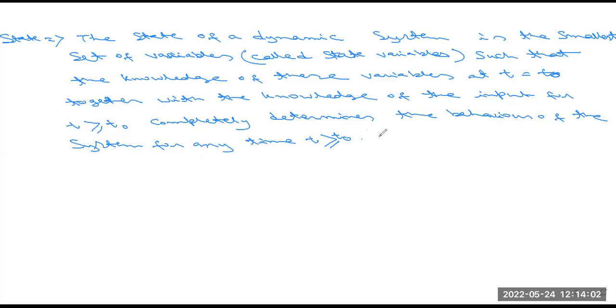So I am repeating once again, what is the state? The state of a dynamic system is basically the smallest set of different variables. That means, as in the previous chapter, x1, x2, up to xn. These are called the state variables. Such that the knowledge of these variables at t equals t zero, together with the knowledge of the input for t greater than or equal to t zero, but not less than t zero, completely determines the behavior of the system for t greater than or equal to zero. So these variables are called the state variables or state.